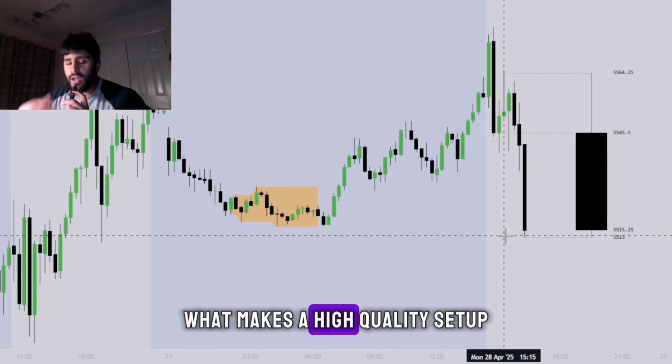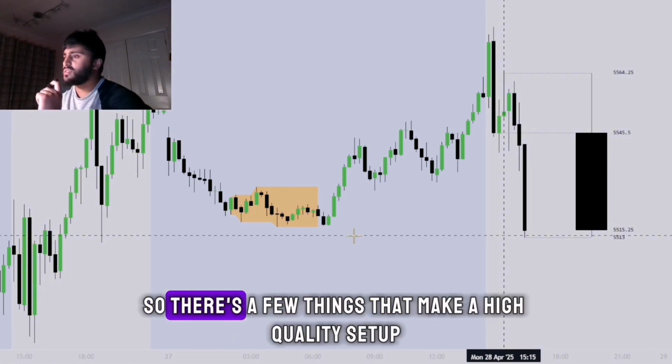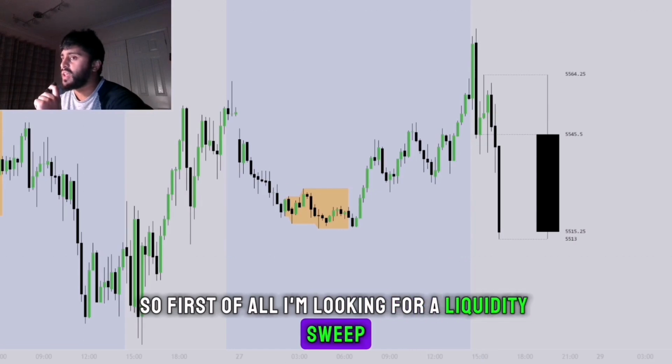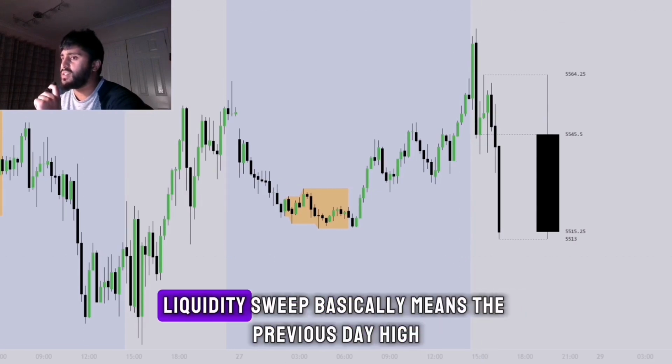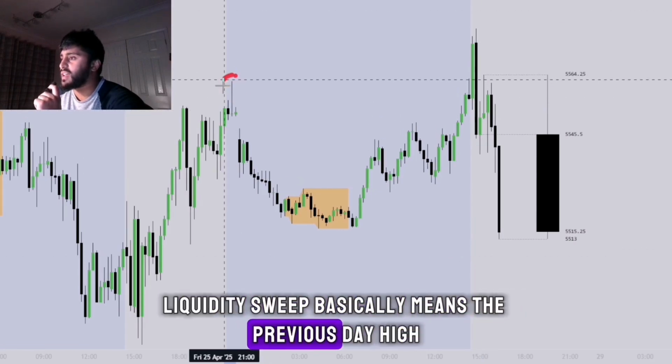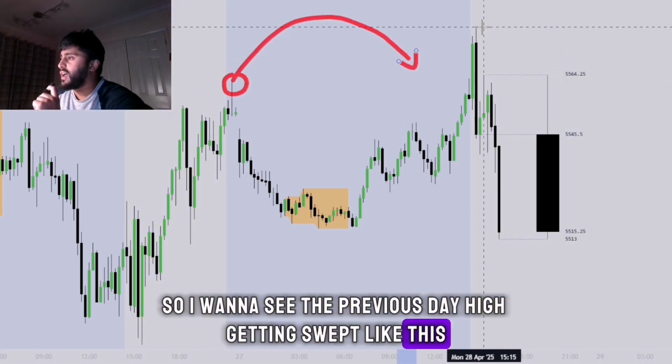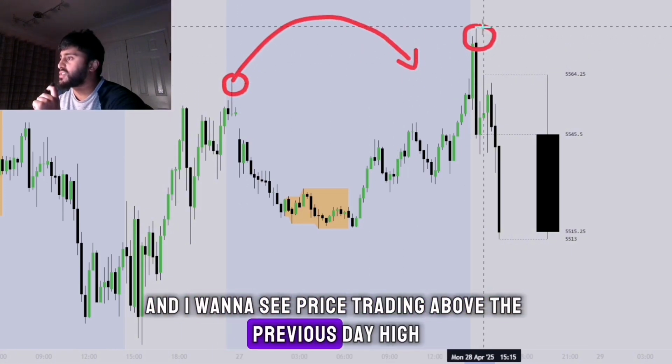What makes a high quality setup? There's a few things that make a high quality setup. First of all, I'm looking for a liquidity sweep. Now, what do I mean by liquidity sweep? Liquidity sweep basically means the previous day high. So, I want to see the previous day high getting swept like this, and I want to see price trading above the previous day high.